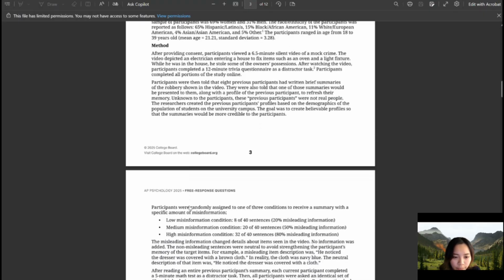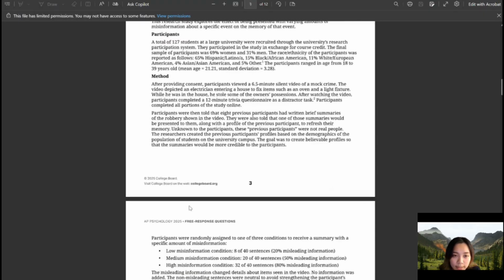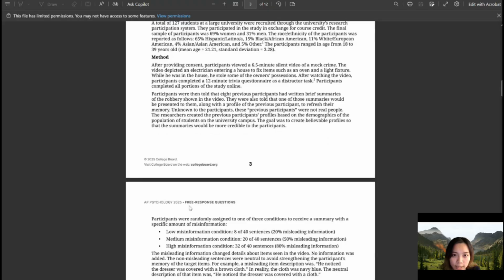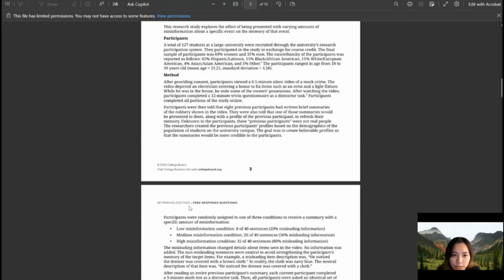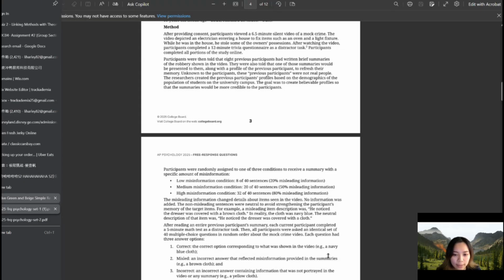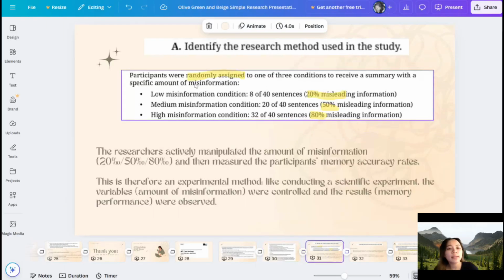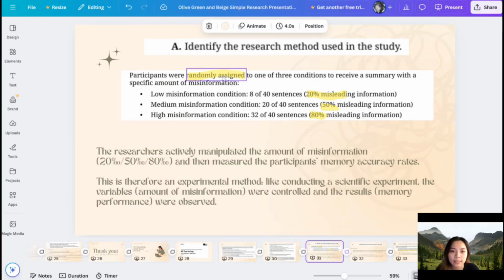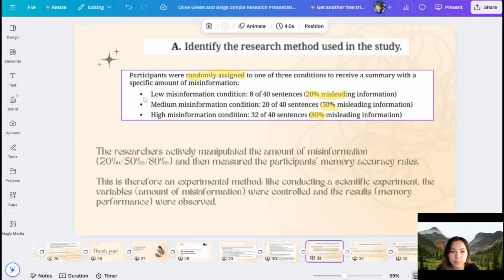Okay, it's in the method section. Remember what I said at the first of this session? Methods might be the most important part, and you'll find all of the information there. Let's go back. The participants were randomly assigned, really important, to one of three conditions to receive a summary with a specific amount of misinformation.